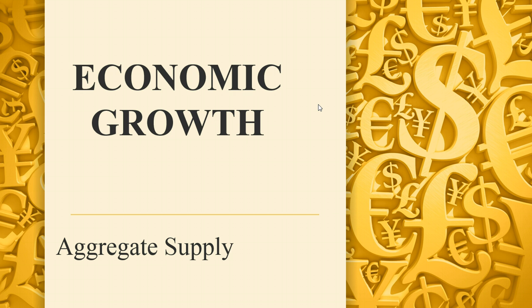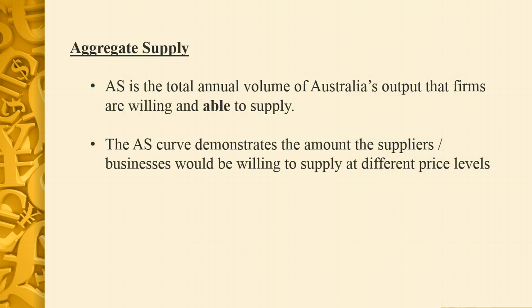Okay, so what is aggregate supply? Well, it's the total value of Australia's output that firms are willing and able to supply. Okay, and the AS curve demonstrates the amounts suppliers are willing to supply at different price levels. And we know that from a normal supply curve anyway. Whatever the price is, that's what suppliers will supply at. And naturally they want to supply at a high price because they want to increase their profits.